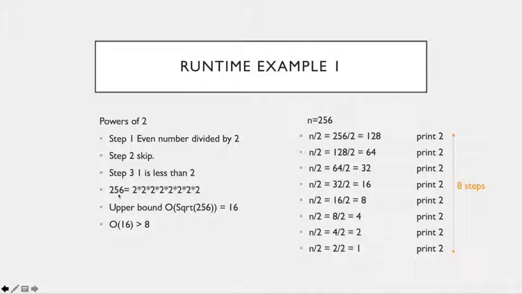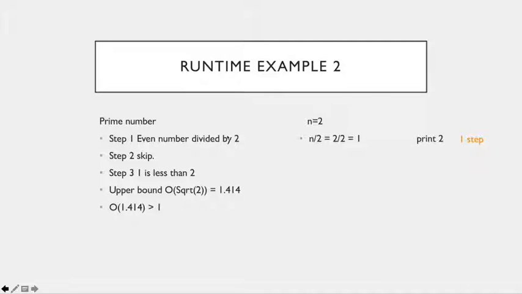So the factorization of 256 is 2 times 2 times 2, and you multiply 2 eight times. In other words, that's 2 to the 8th power. So you're going to use 8 steps to finish the algorithm, which is bound by the big O. In this case, the big O is the square root of 256, which is 16. So 16 is greater than 8. So this is true.